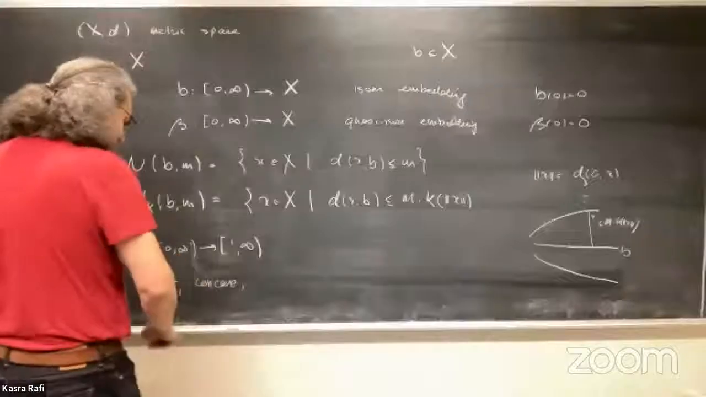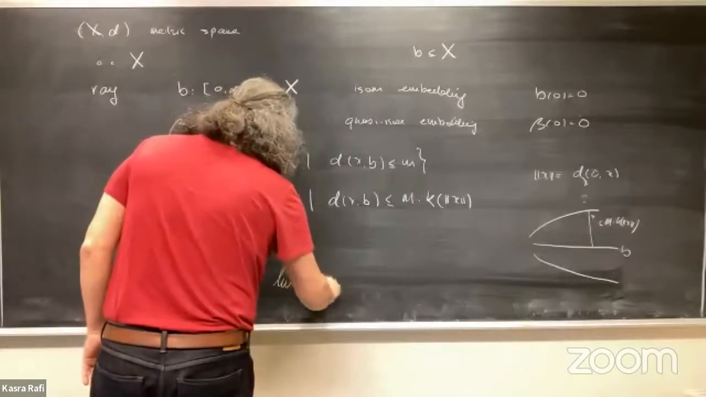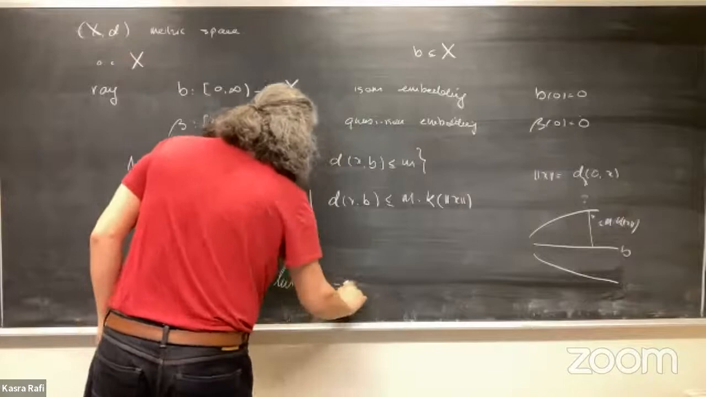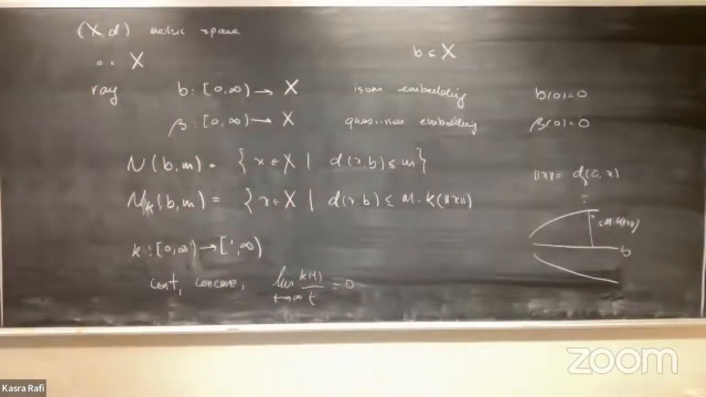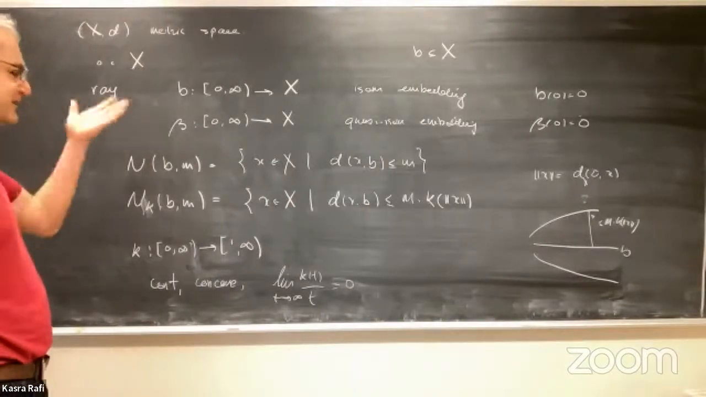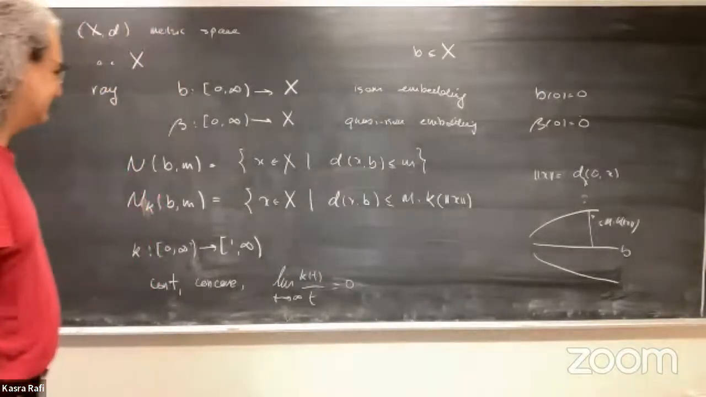Okay. Continuous, concave, and sublinear. So the limit of kappa of t divided by t is 0. So this is the notation that I'll be using, so I can write things down more formally and easily using this notation.